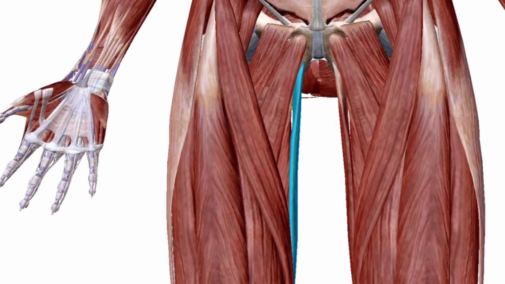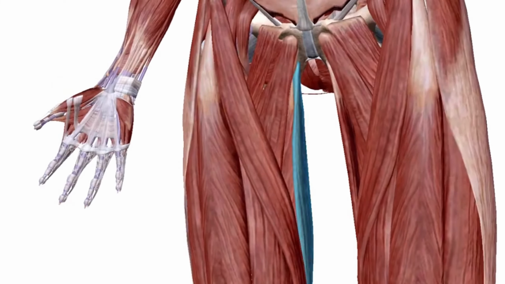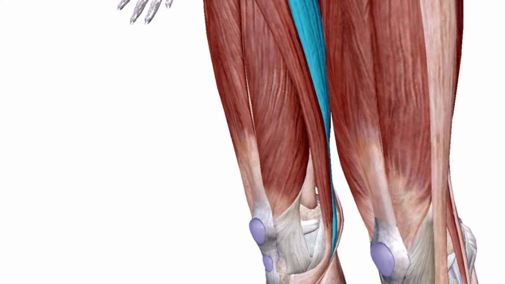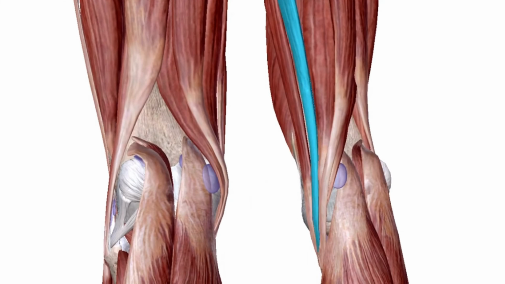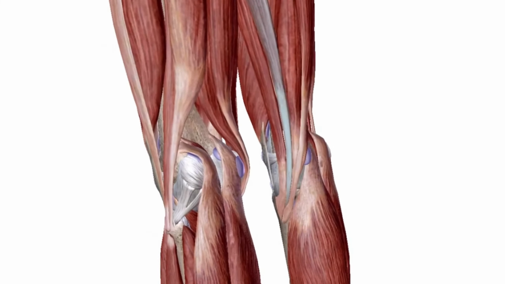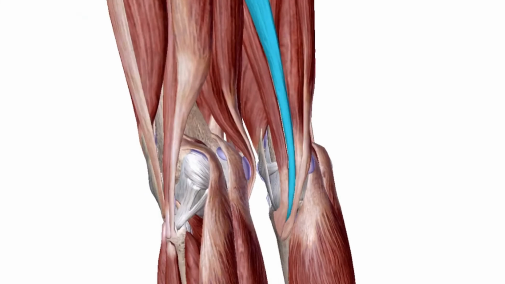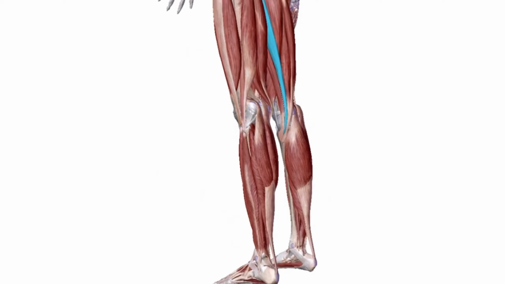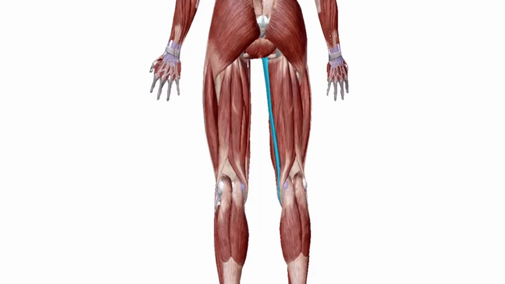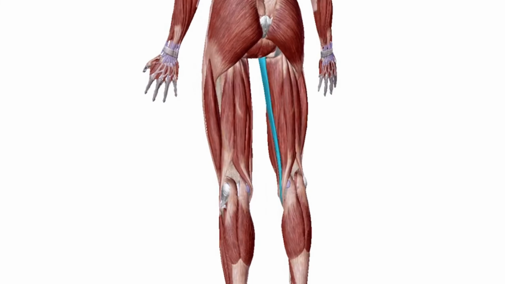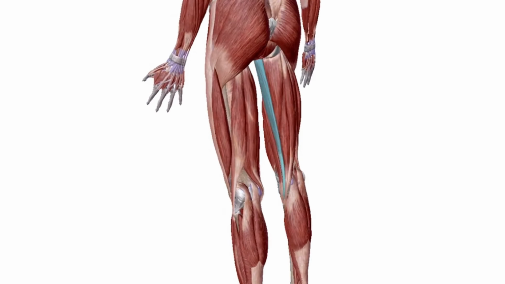What about the insertion for the gracilis muscle? That's right, medial anterior tibia. What about action for the gracilis muscle? That's right, adductor of the thigh and a weak knee flexor.